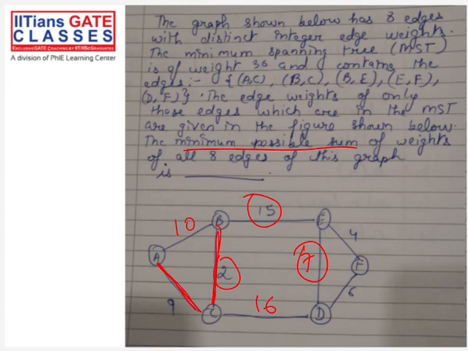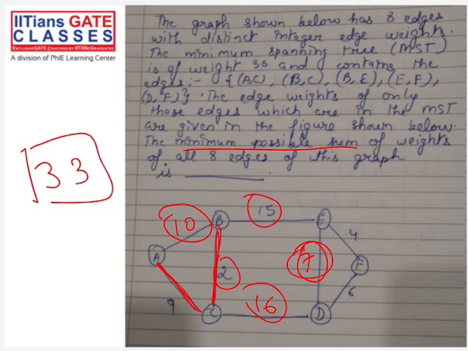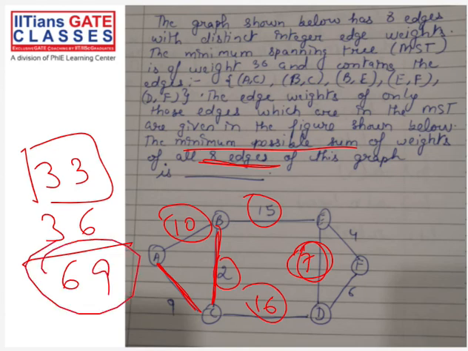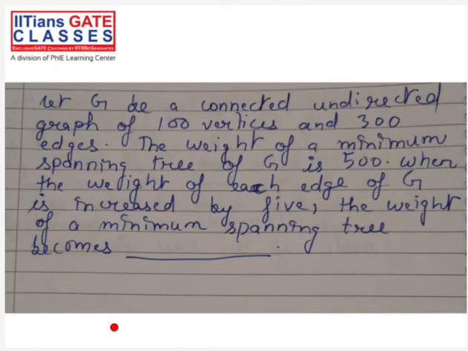So now if you take the sum, this will be 10 plus 16 plus 7, which comes out to be 33. Now they are not asking the answer as 33. What they are saying is you have to give me sum of all the weights, all the edges. So this means 33 plus 36, which gives you 69. So your answer is 69. Okay. So I hope everyone is clear on this. So let's move to the next problem now.